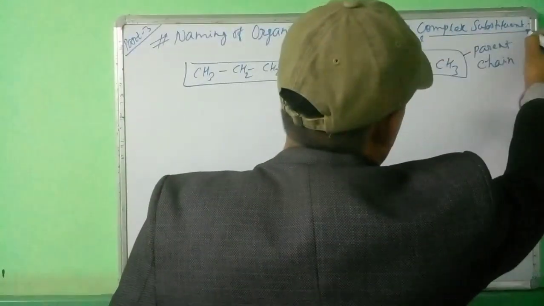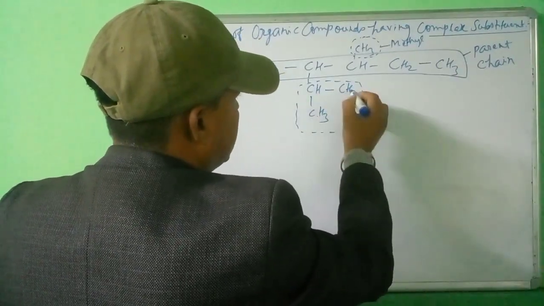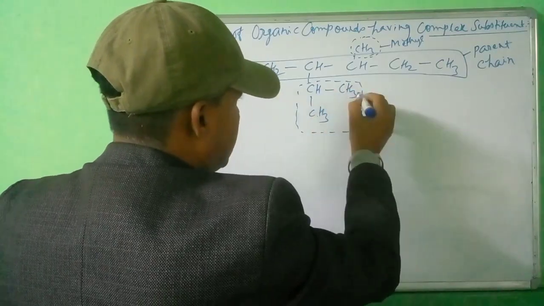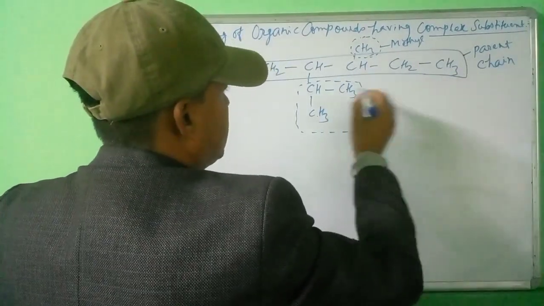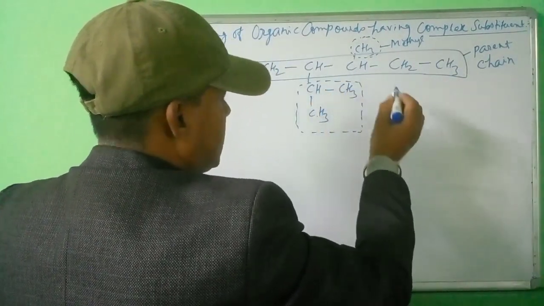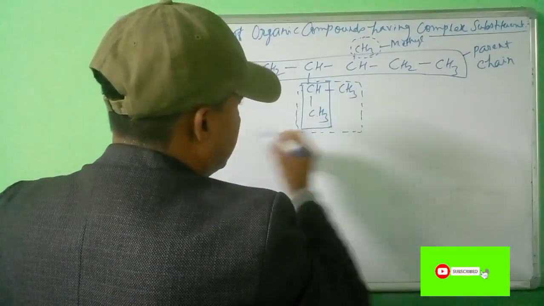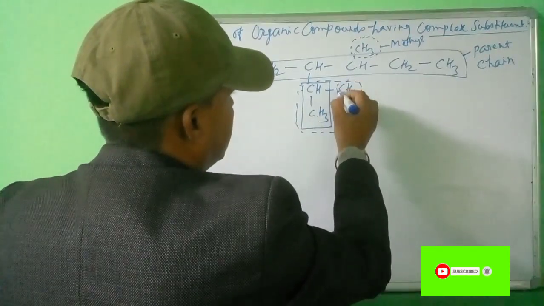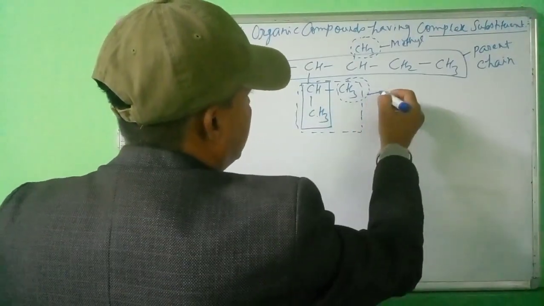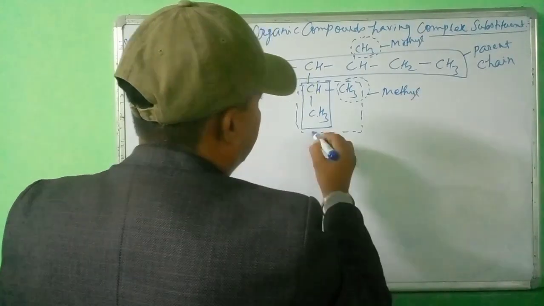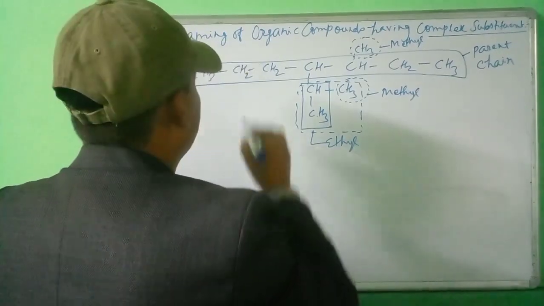A complex substituent means a substituent which is further branched. These substituents, whether straight, downward or horizontal, have further branching. So now we select one chain like this, and the other is the further branched substituent with another alkyl group. So this is the methyl, and this one is ethyl.